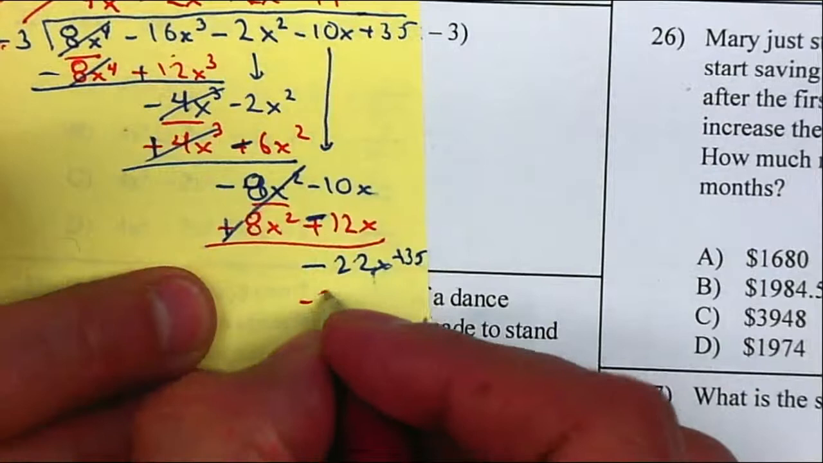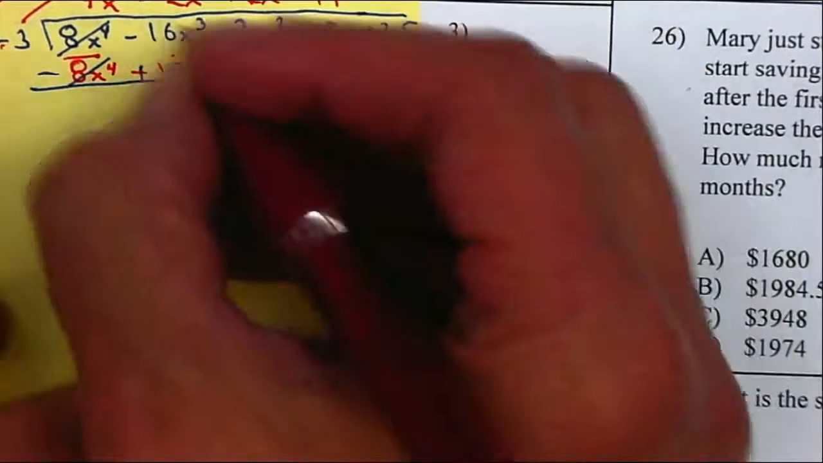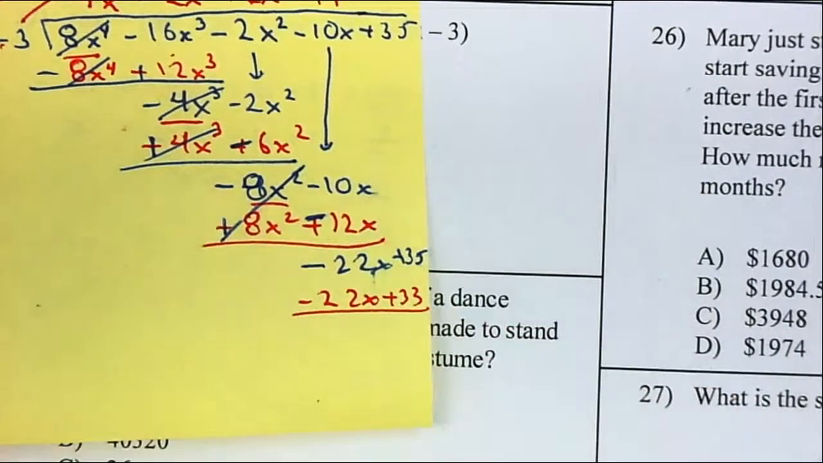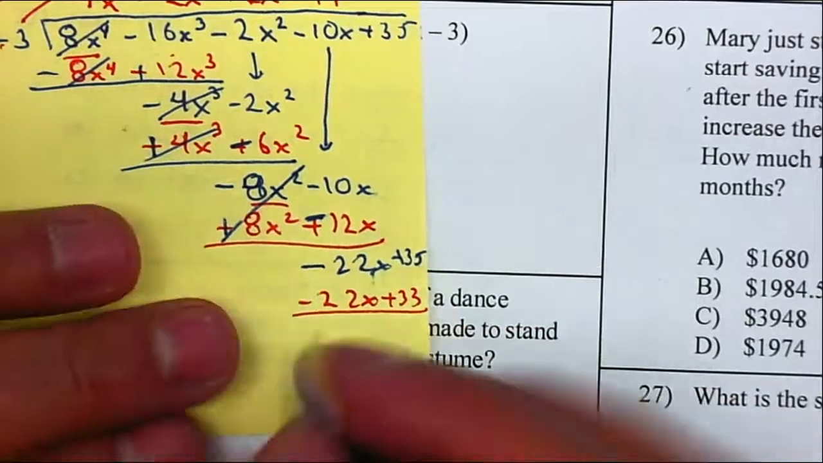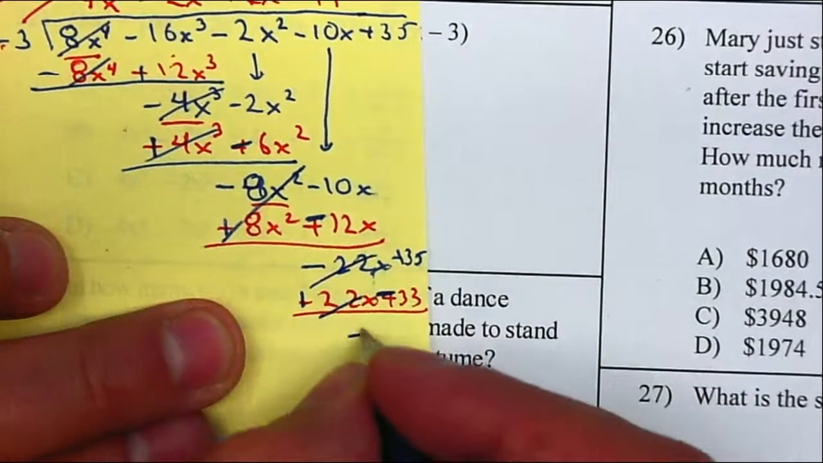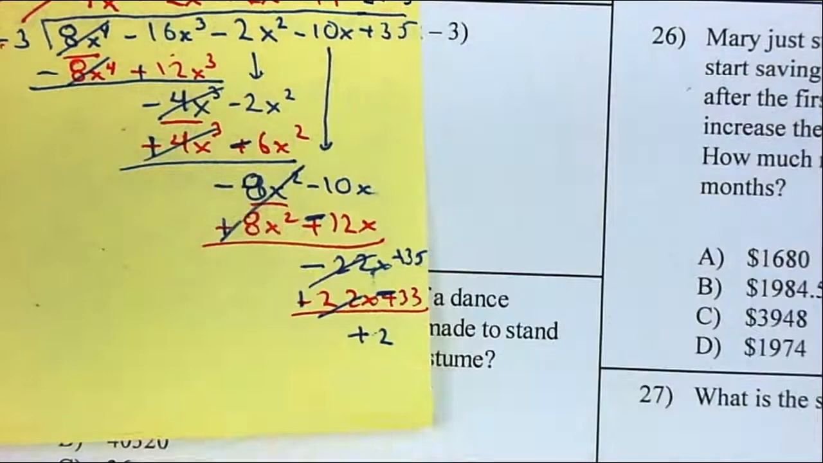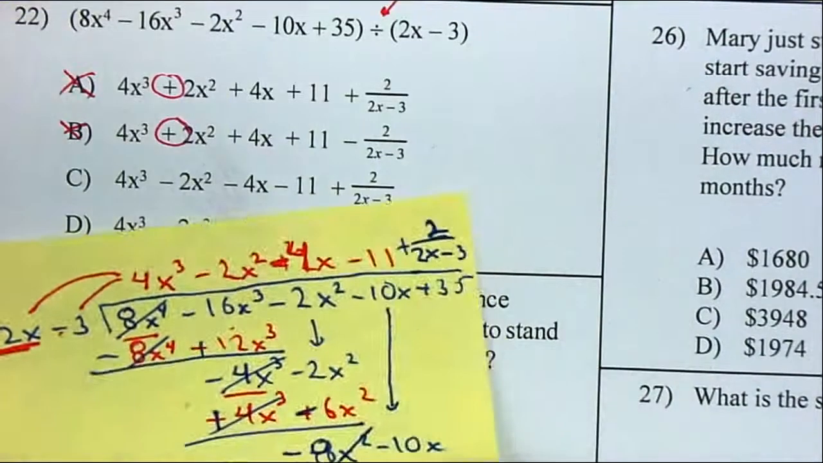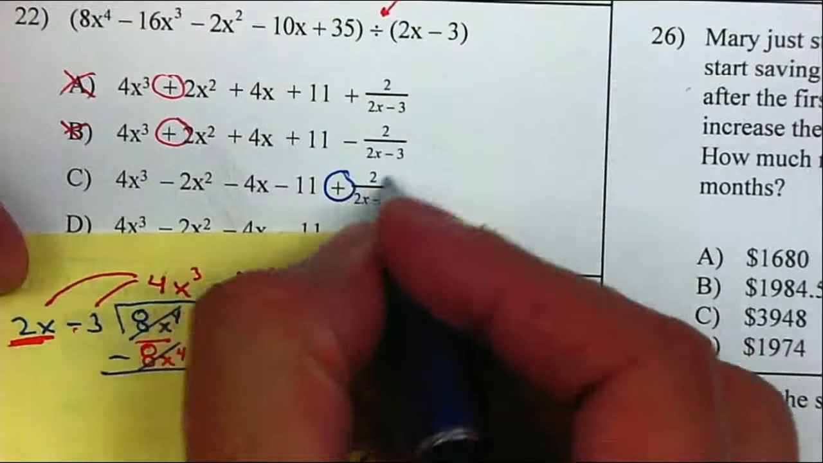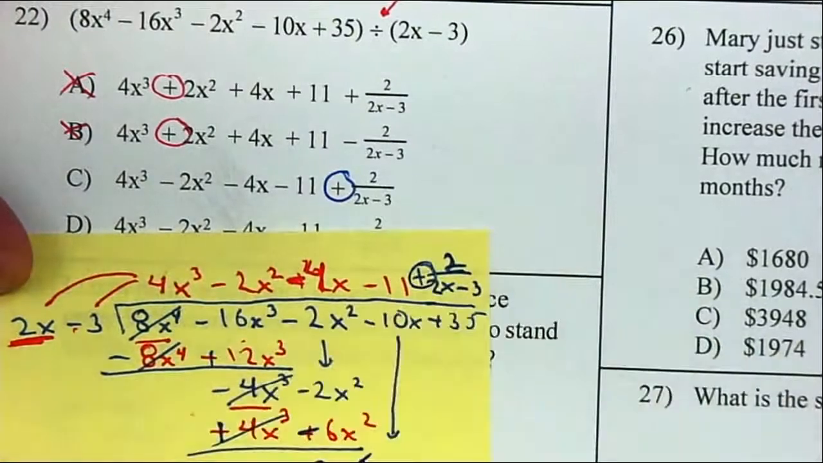Multiply it out, gives me negative 22x. Multiply it out, gives me positive 33. We are going to change our signs, so that becomes a positive, that becomes a negative. It cancels. That gives me a positive 2. So therefore my remainder will be positive 2 over 2x minus 3. And your answer will be letter C. Just remember, this is a positive, so it should match your remainder.